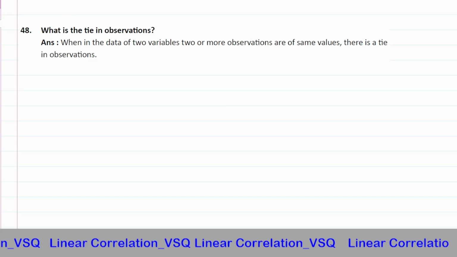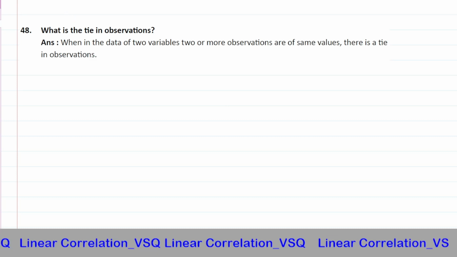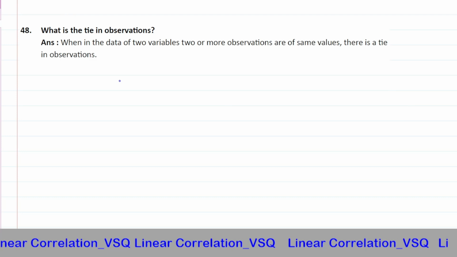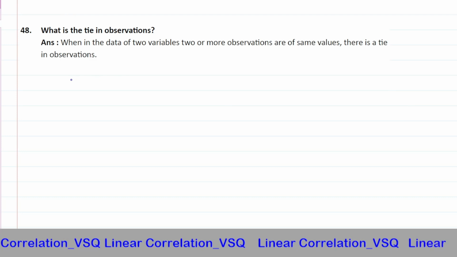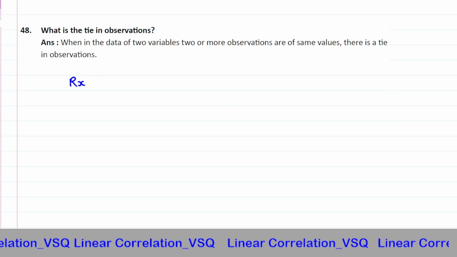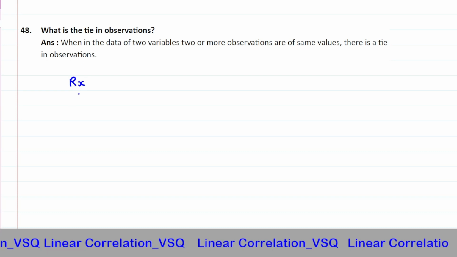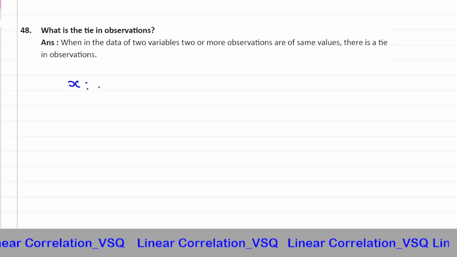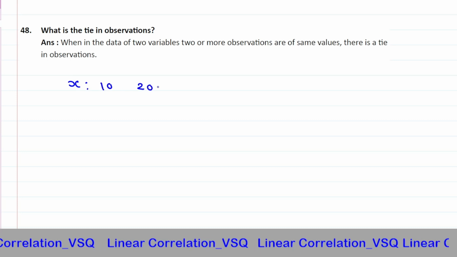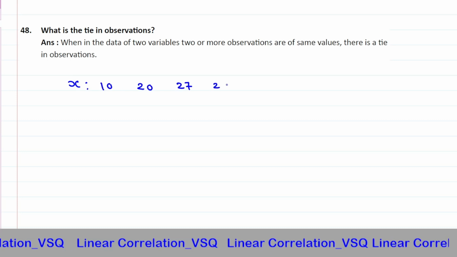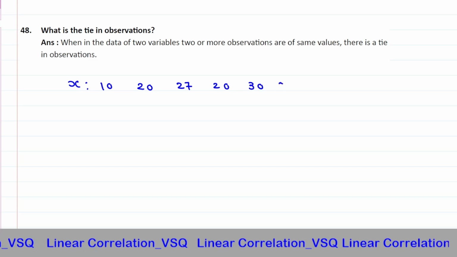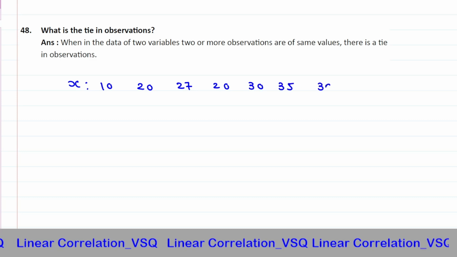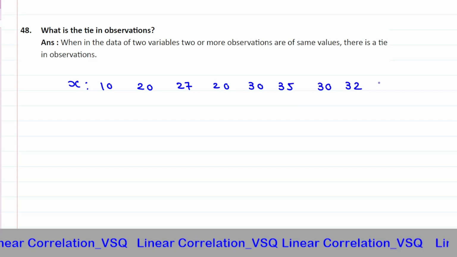48. What is the tie in observations? See, if we are given Rx, meaning rank of x. See, if x is given as 8, 10, 20, 27, 20, 30, 35, and 30, 32, and 30.